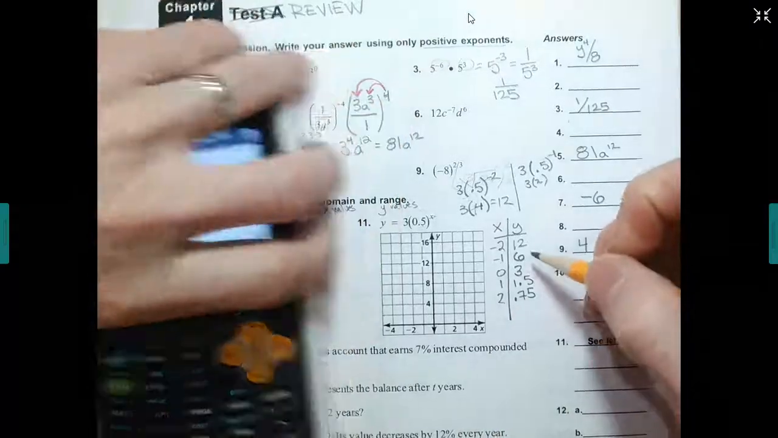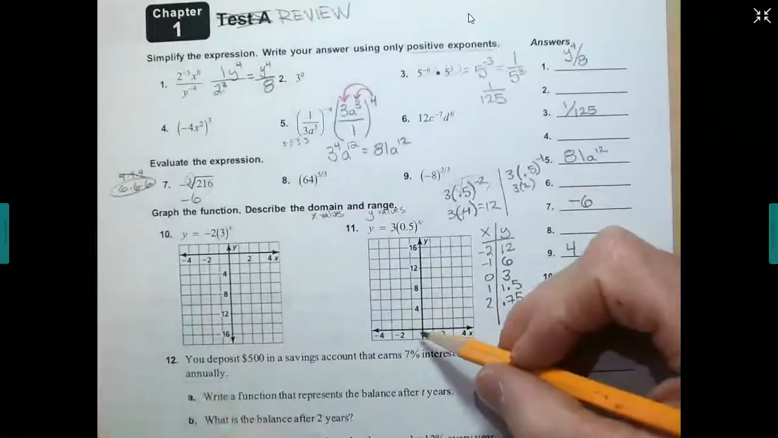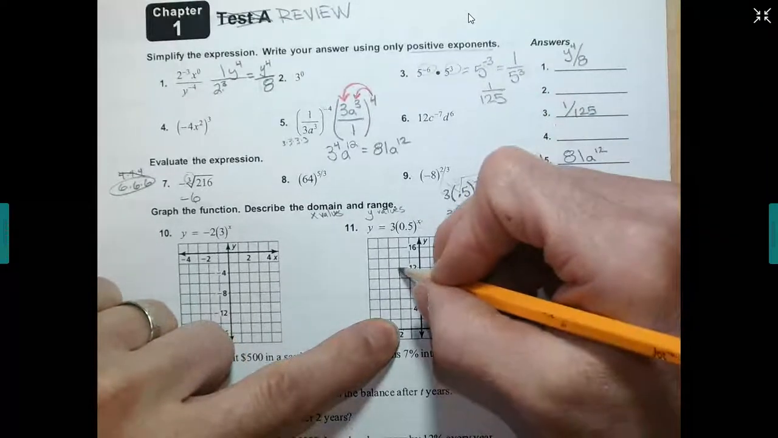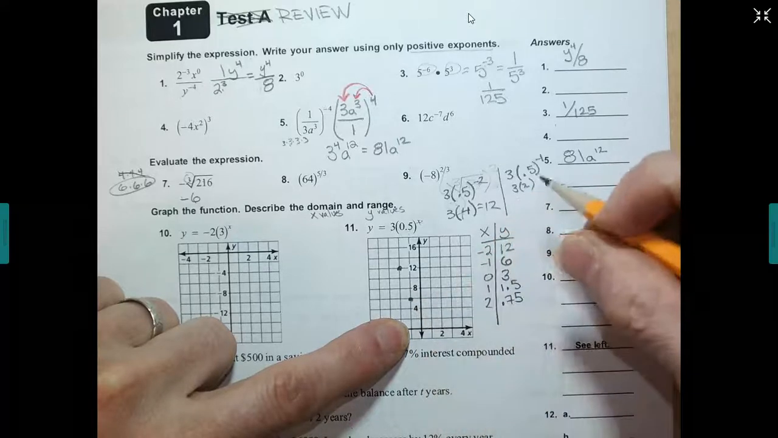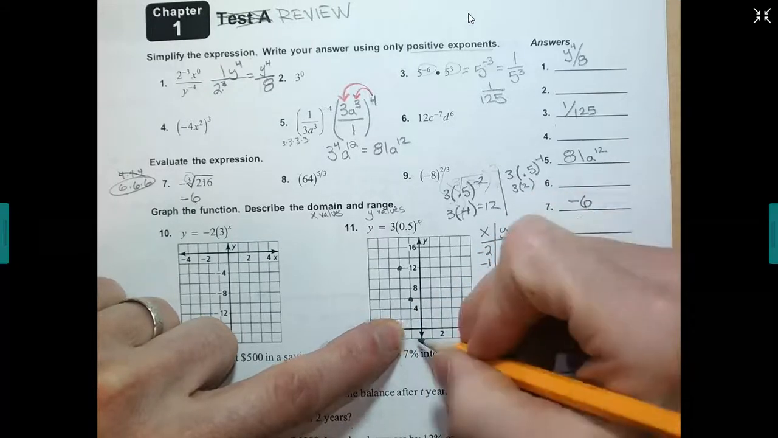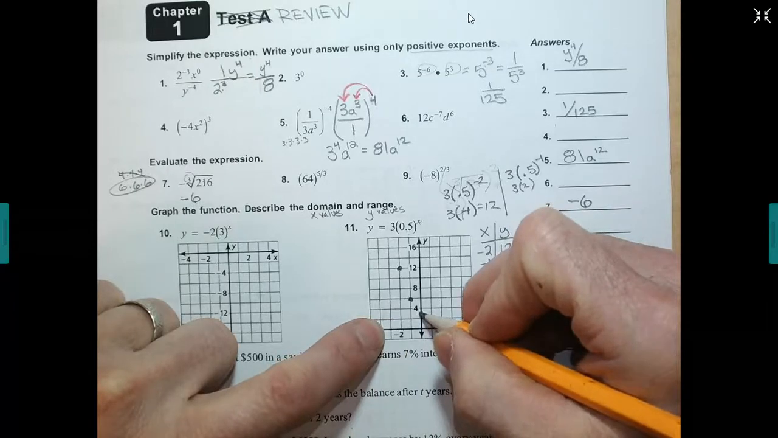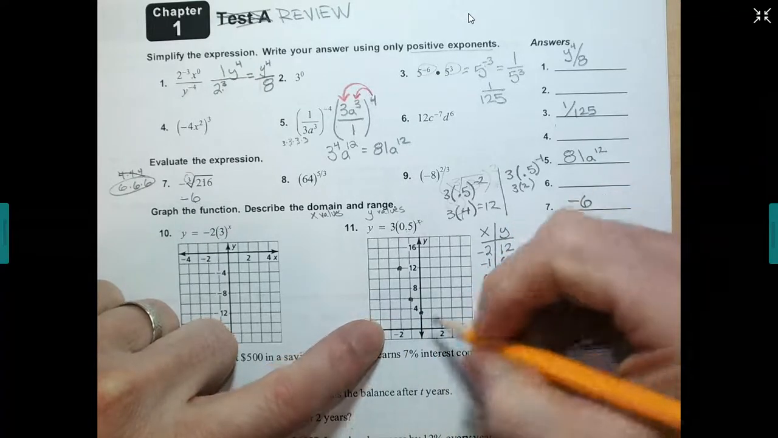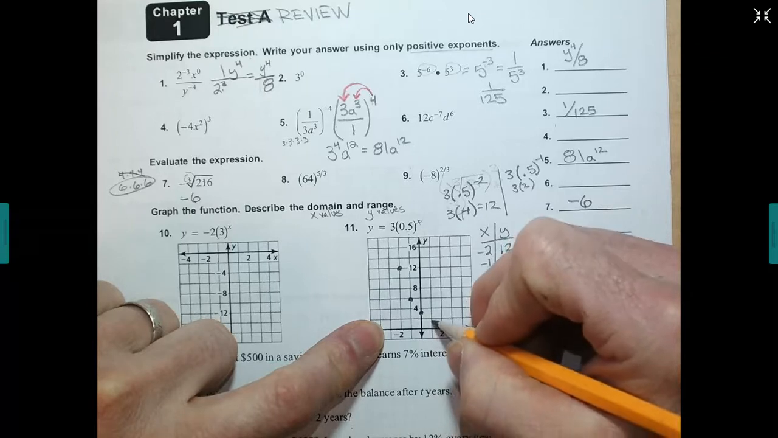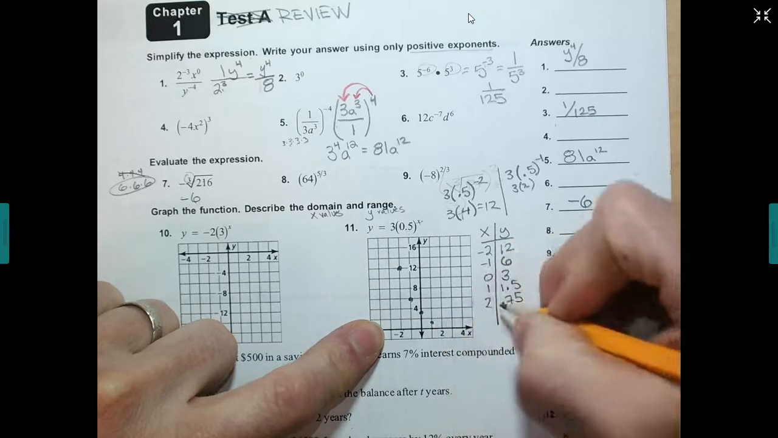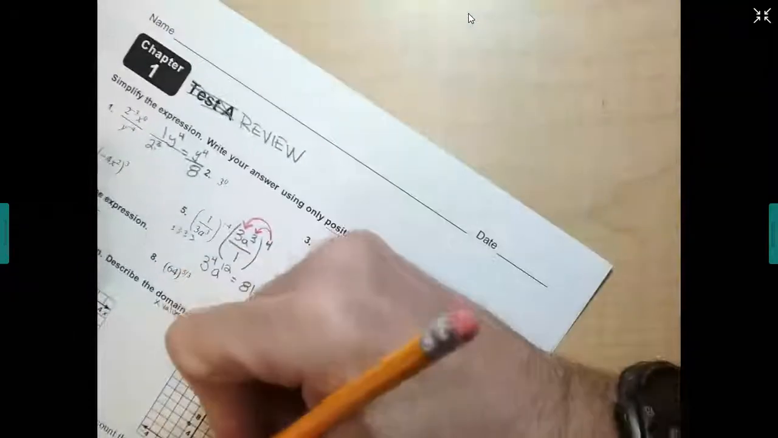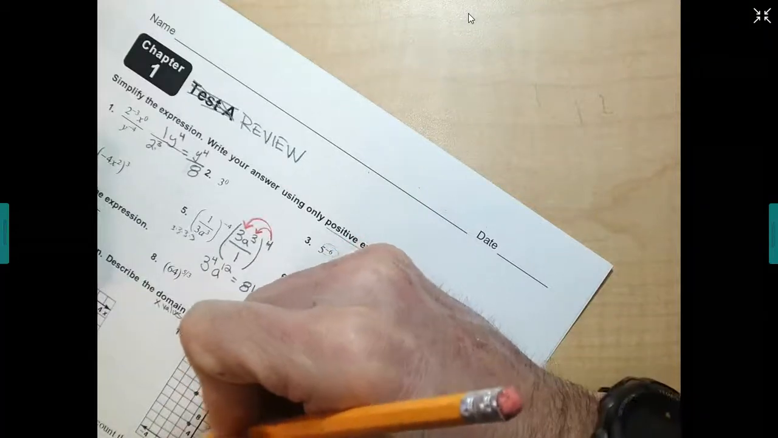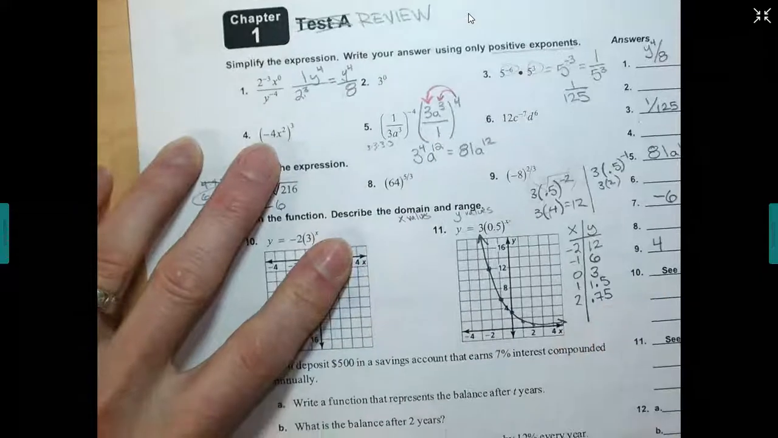Okay, so let's try and graph this. Negative 2, 12. Negative 1, 6. 0, 3. 1, 1.5. 2, 0.75. So you can see I have, there we go. There's my graph.